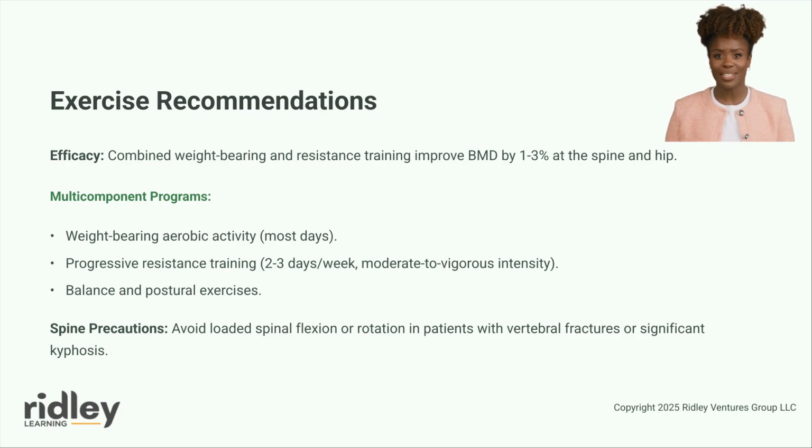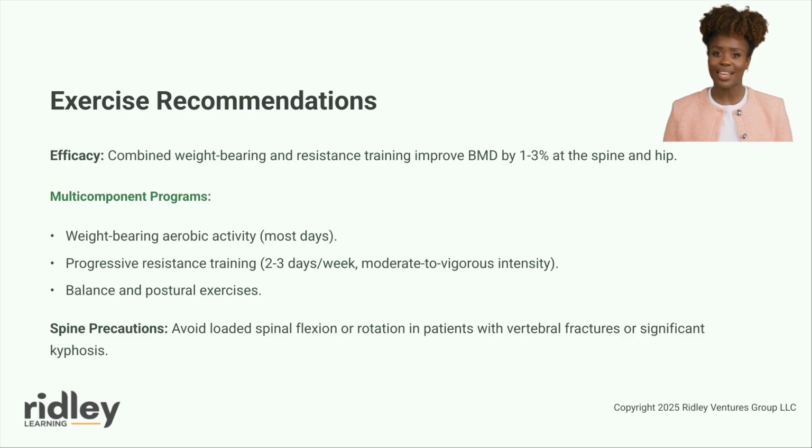Weight-bearing aerobic activities including walking, jogging, stair climbing, and dancing provide osteogenic stimulus, primarily to the lower extremity and spine. Resistance training can target multiple skeletal regions, including the hip, spine, and wrist. The optimal exercise prescription for osteoporosis management incorporates multiple components addressing bone health, muscle strength, balance, and functional capacity.